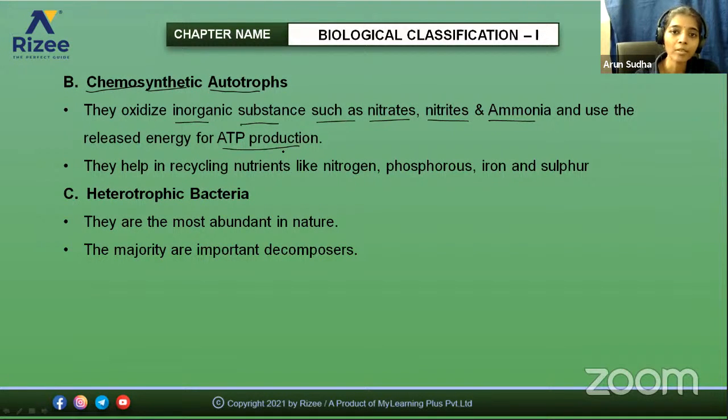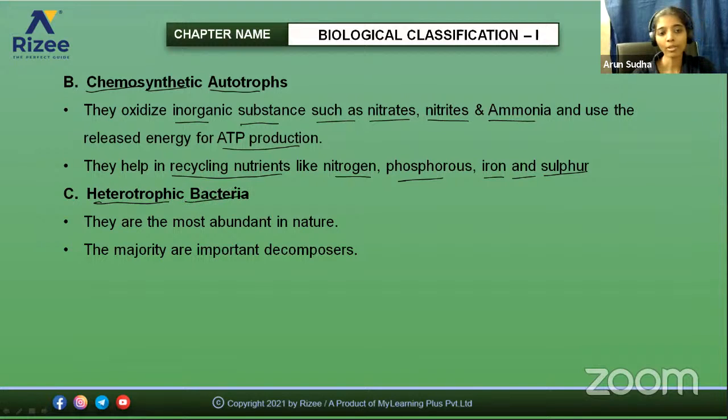What is the main use of this? They help in recycling of nutrients. Wherever there is more accumulation of nitrates or nitrites, there is this category, that is chemosynthetic autotrophs. They help in the recycling of nutrients, the utilization of these chemicals: nitrogen, phosphorus, iron, and sulfur. So they help in degradation of these substances, that is recycling nutrients. And then the heterotrophic bacteria.